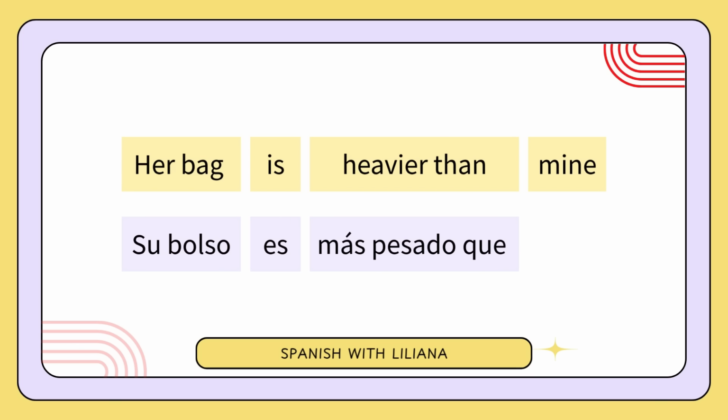Es más pesado. So in English, we use -er or -or when we're comparing things, right? In Spanish, we tend to use es más or es menos, is less. And then than is que, mine is el mío. Su bolso es más pesado que el mío. So in Spanish, it's literally her bag is more heavy than mine. But in English, we have that rule to add the ending. Su bolso es más pesado que el mío.